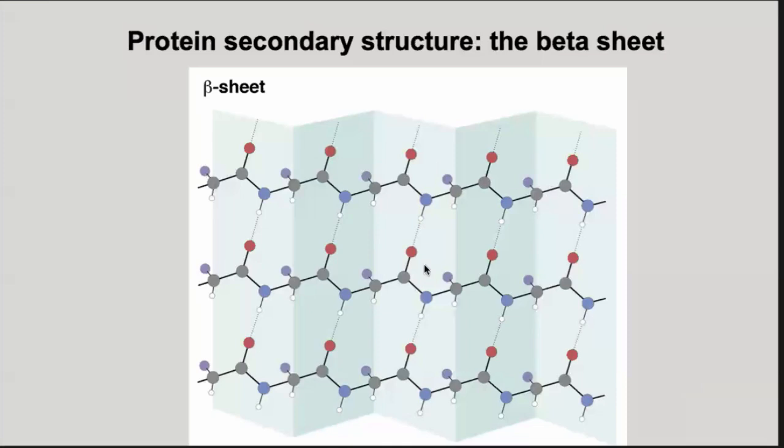And these adjacent strands of the amino acid chain are then held together by hydrogen bonds again. Once again, you see the little dotted black lines, and it stabilizes the strands of the amino acid chain into a flat sheet, known as a beta sheet, also discovered by Linus Pauling in the 1950s.